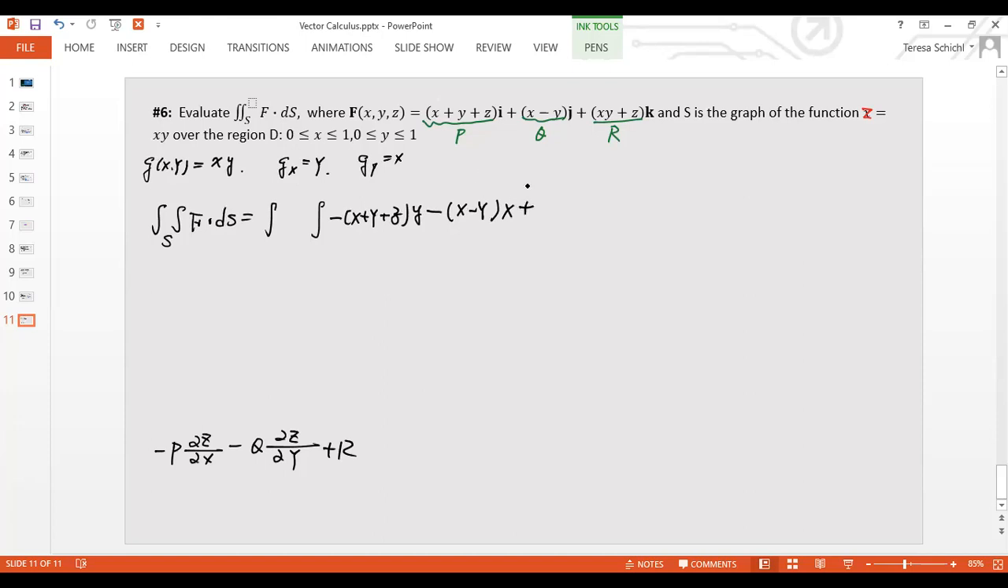Then plus R. R is what? R is 2xy, all right? Be careful here. R is xy plus z, right? But z is equal to xy. So this is xy plus xy, so it's equal to 2xy. So R is 2xy.